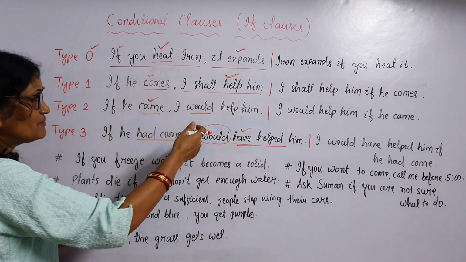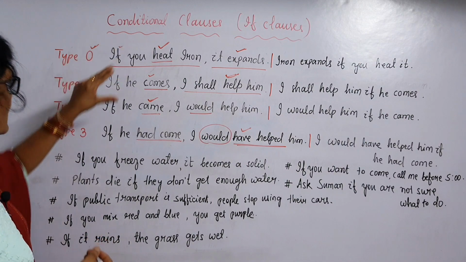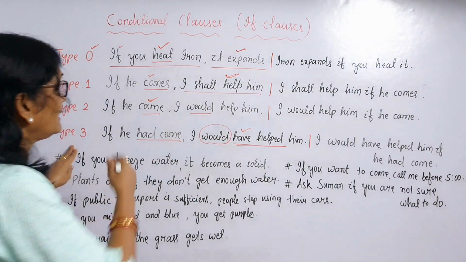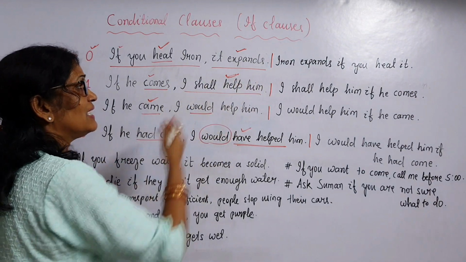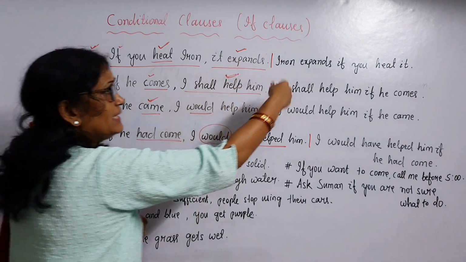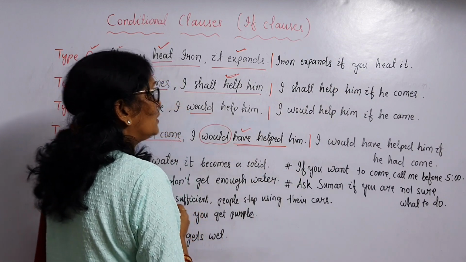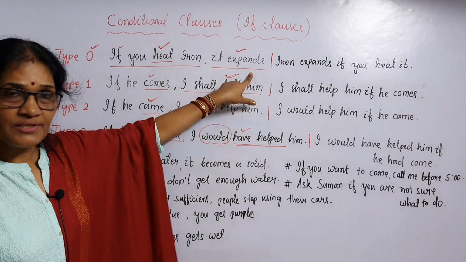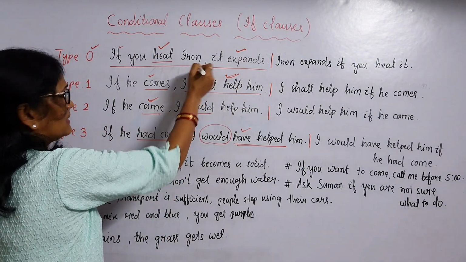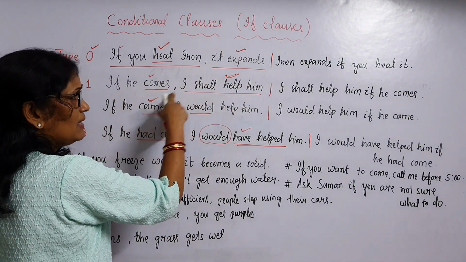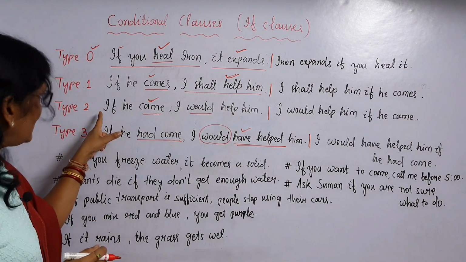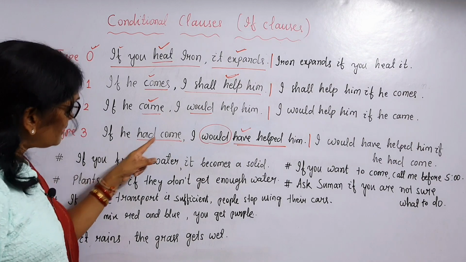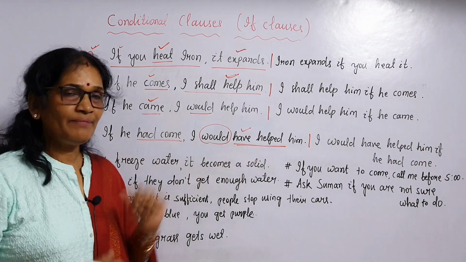These are the four types of conditional clauses: type 0, type 1, type 2, type 3. There is another way we can write them. At first we can write the result, then our condition. When we write the if clause first, then the result, we put one comma here. If he comes, comma, I shall help him. If he came, I would help him. If he had come, comma, I would have helped him.